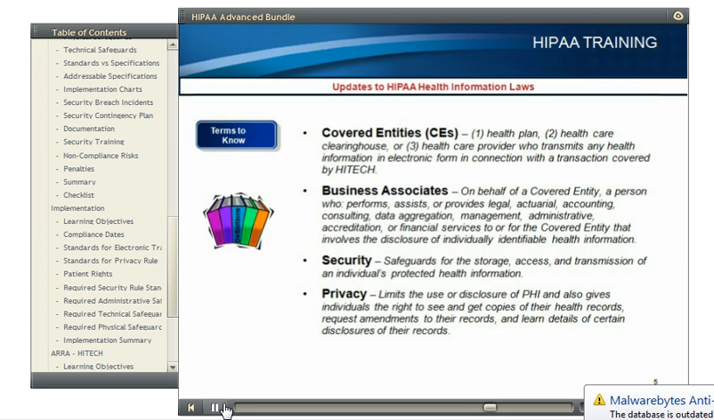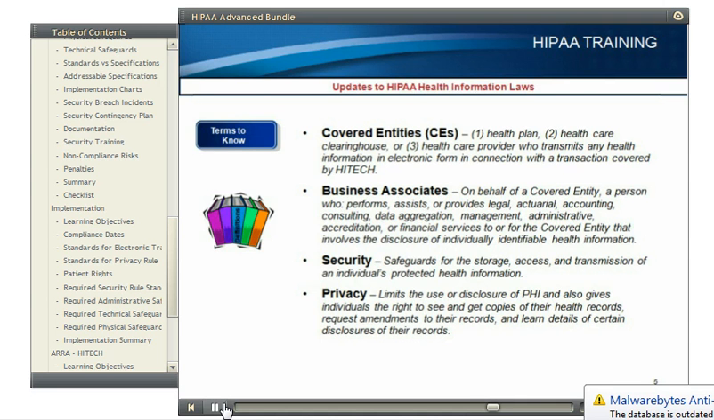Covered entities, CEs. 1. Health plan. 2. Healthcare clearinghouse. Or 3. Healthcare provider who transmits any health information in electronic form in connection with a transaction covered by High-Tech. Business associates. On behalf of a covered entity, a person who performs, assists, or provides legal, actuarial, accounting, consulting, data aggregation, management, administrative, accreditation, or financial services to or for the covered entity that involves the disclosure of individually identifiable health information.